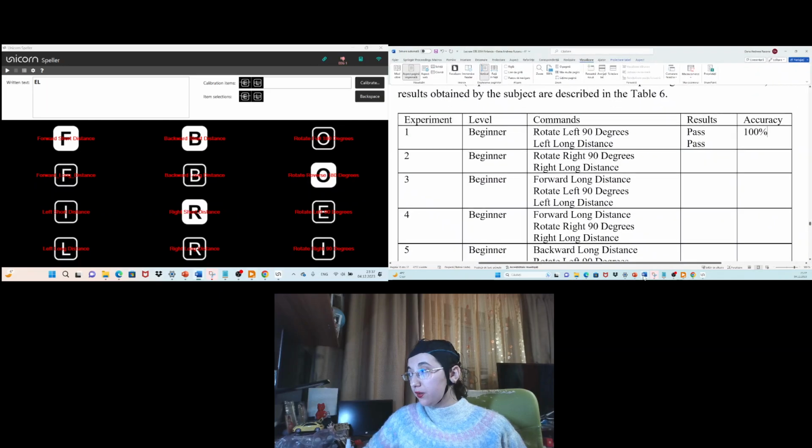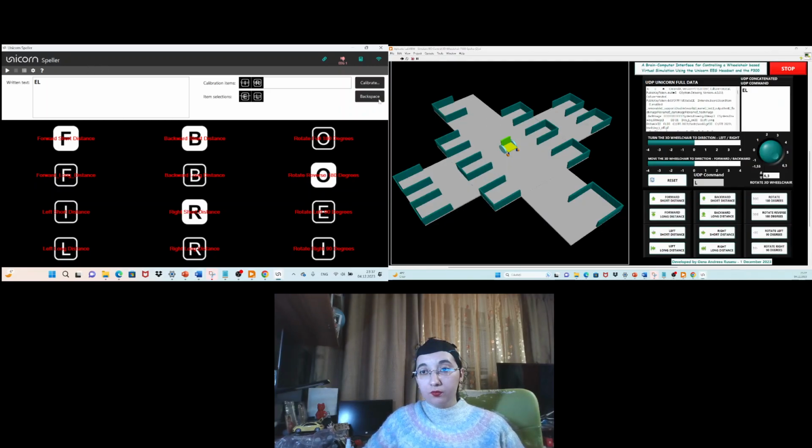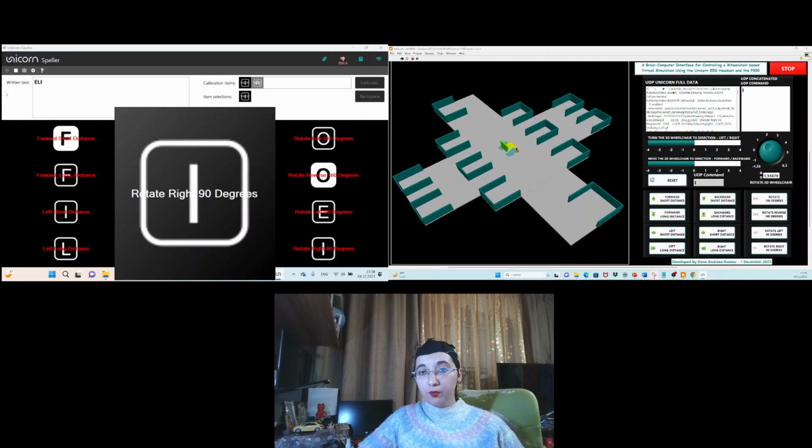Okay, we will continue with the next commands. So we will have rotate right 90 degrees, this one, and right long distance, 2 commands. So this one and this one. Perfect.